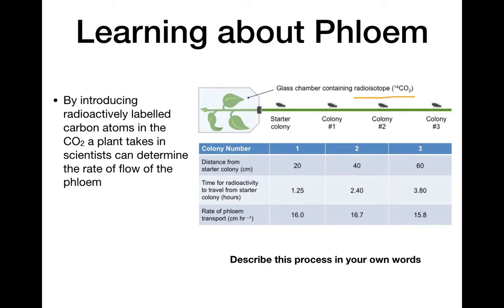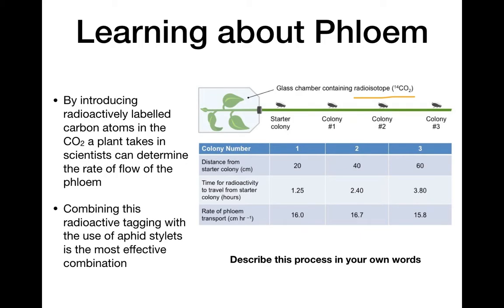So if we look at this data here, by using a combination of this radioactive tagging and the aphids, we're able to figure out the rate of flow. So I want you to look at this data table, pause the video, and take a minute to explain to yourself in your own words what this means. What is this process? How does it work? What does the data tell us?